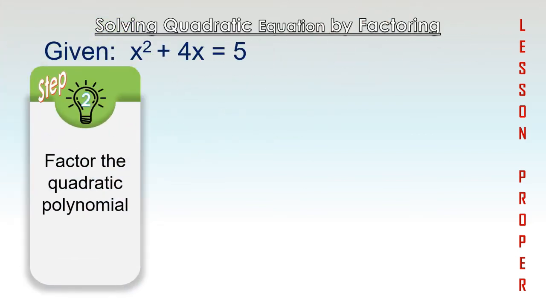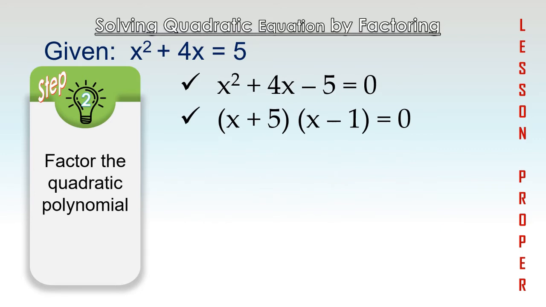Step number 2. Factor the quadratic polynomial. After rewriting the equation into its standard form, we're now ready to factor the quadratic polynomial by considering the factors of the first term and the factors of the constant term, or the factors of a and the factors of c. Meaning the equation x squared plus 4x minus 5 is equal to 0 can be factored as the quantity x plus 5 multiplied by the quantity x minus 1 is equal to 0.